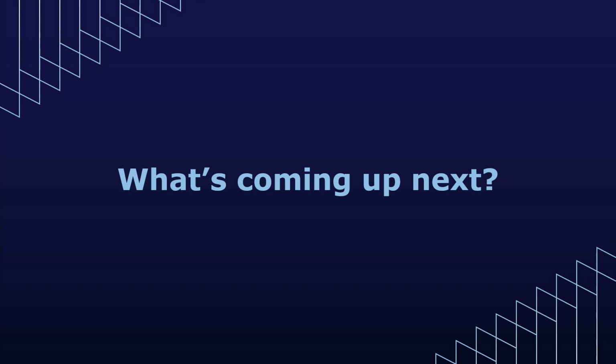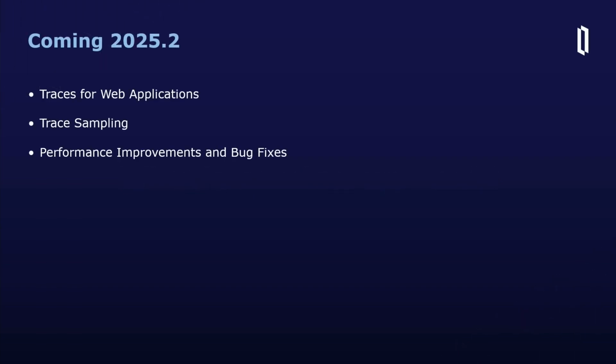Thank you, Devon. So next, I will talk about what's coming to our next version, 2025.2. There are three things. We will have trace for web applications. We will have trace sampling. We will also have performance improvements and bug fixes.